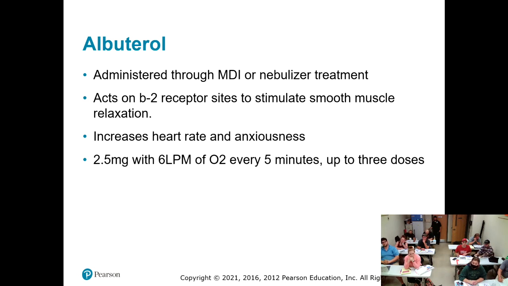Okay? If you're giving it through this way, then it's a little solution that you open up, you pour it into that little cup, and then you hook it to your oxygen tank, and you set it at 6 to 8 liters per minute. And you'll see the mist come through. And you want them to take some good deep breaths with that. I find 8 works the best.